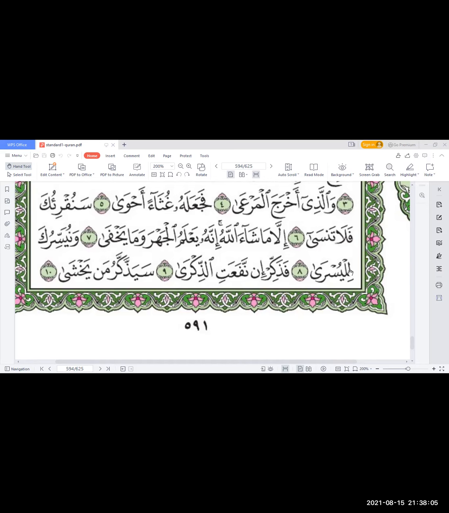Lil yusra. Al yusra is a noun, so for easiness. So how do you translate it? When it's a fi'il mudhari, it's either present tense or future tense. You can translate it to future: we will make it easy for you, towards easiness. Lil yusra is not an object because you have a lam there. So you can say, and we make it easy for you, towards easiness.